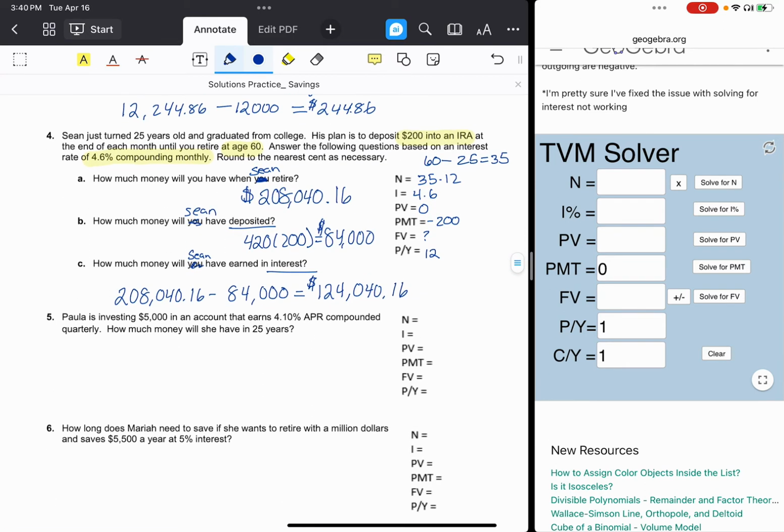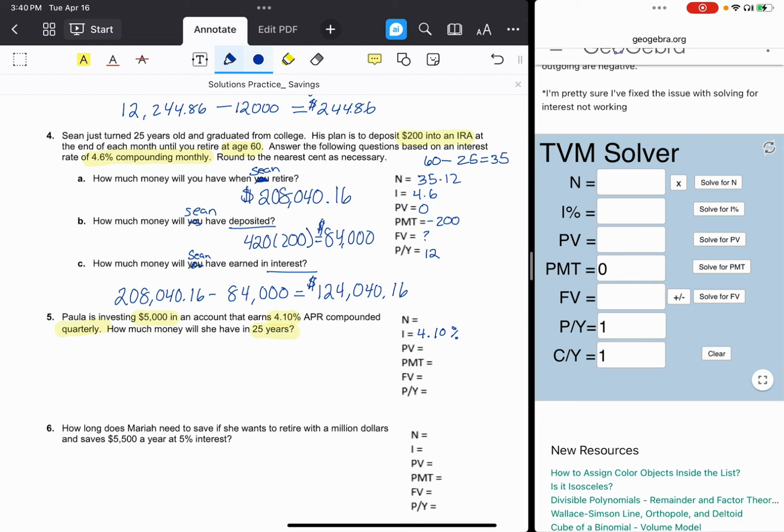So Paula is investing $5,000 in an account that earns 4.1% interest compounded quarterly. And we want to know how much money she's going to have in 25 years. This is your stereotypical compound interest problem. You could plug this into the compound interest formula, or we could just use our time value of money calculator, our TVM solver. So we have our interest rate. I like to start there. It's always the easiest one to record, 4.1%. Then $5,000. So this is a lump sum.